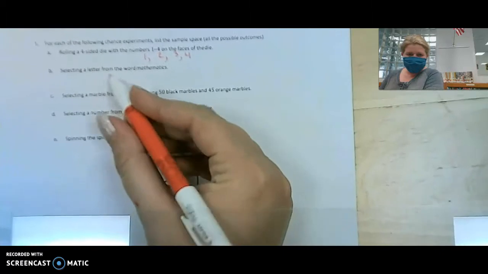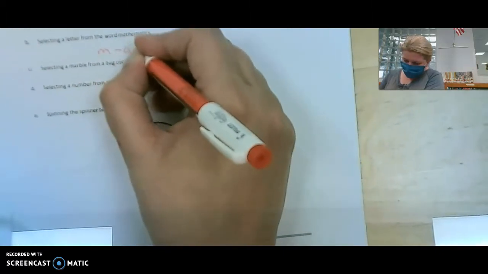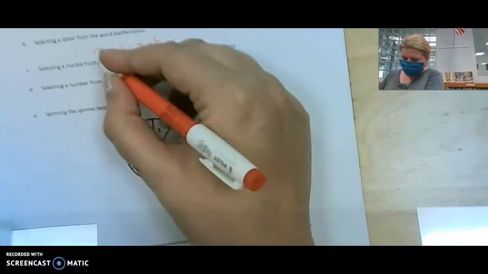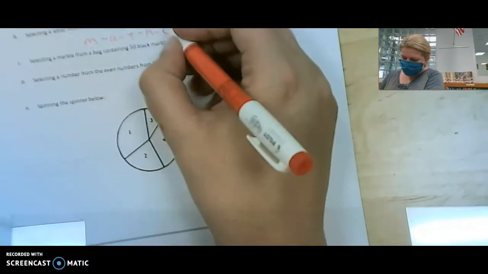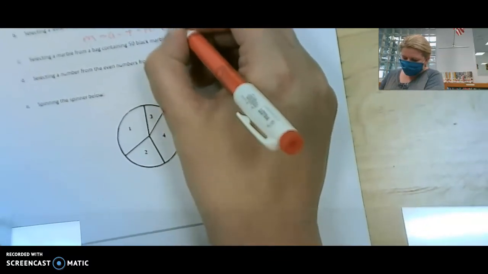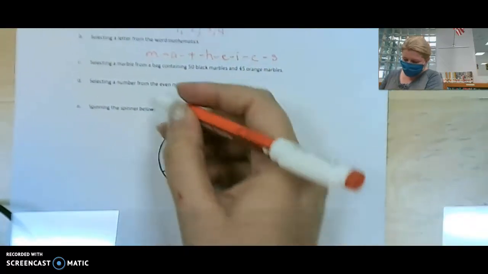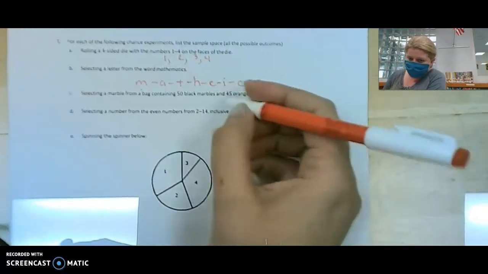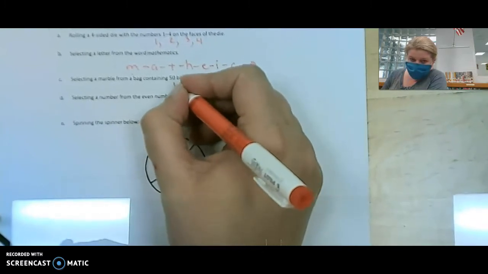Selecting a letter from the word mathematics: M, A, T, H, E. I've already used M. I've already used A. I've already used T. I, C, S.